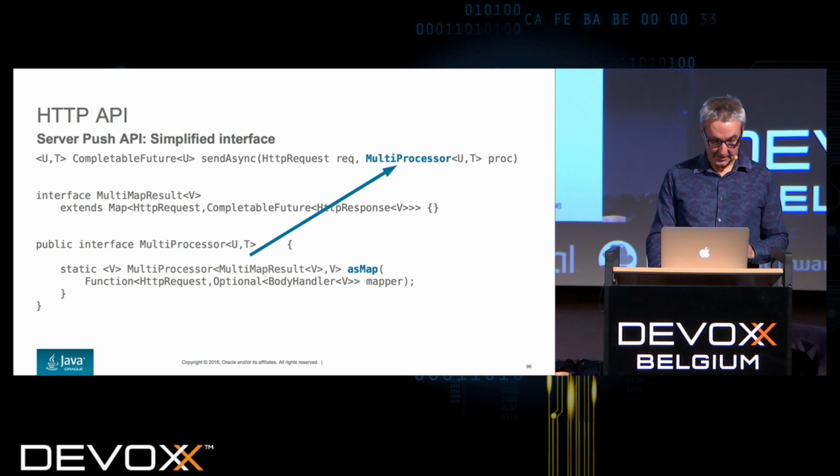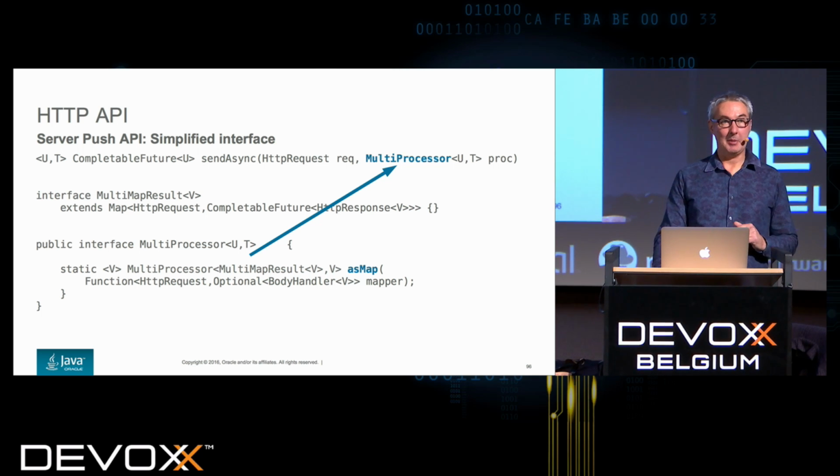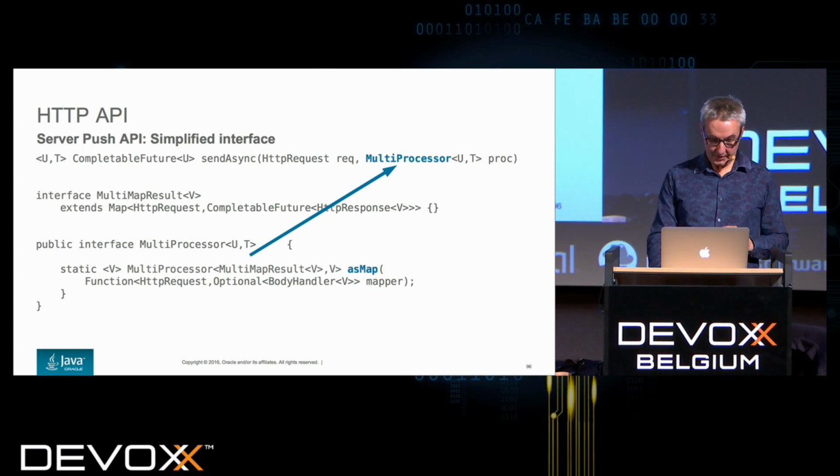So what type of multi-processor do we need in order to use that? Well, we've provided a static method in MultiProcessor called asMap, and that takes a function. The complexity of server push is basically distilled down to the implementation of this function. We'll see that in an implementation. What that function does is it's called with each incoming HTTP request, and it must return an optional body handler for each request. And we'll see now how that works.